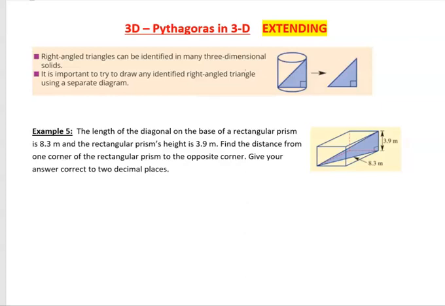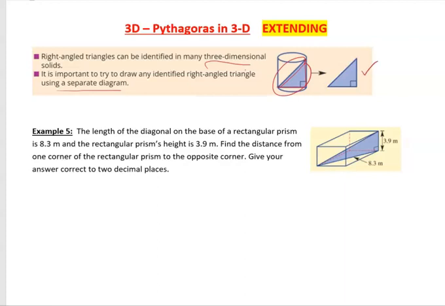Pythagoras in 3D. Right angle triangles can be found inside many three-dimensional solids. So we've got a cylinder here, and you can see there is a way for you to divide that up, or to find within it a right angle triangle, which can be useful for you. It's important to try and draw any identified right angle triangle using a separate diagram. So this is not as helpful until we get it into this state.